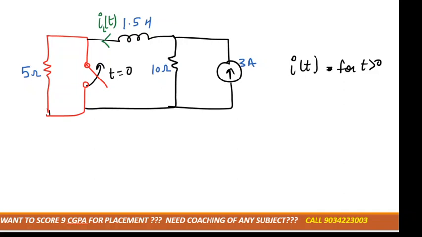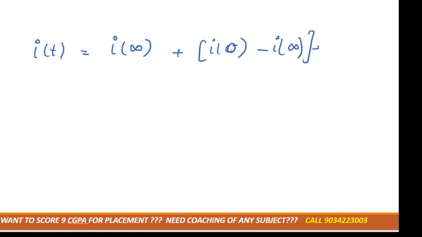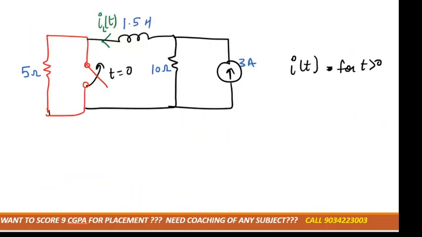See, in this question again we need to calculate I of t. Again we have to follow that same equation, that is I of t would be equal to I of infinity plus I of 0 minus I of infinity e raised to power minus t by tau, right? Again remember I told you for step 1 at t equal to 0 minus, then step 2 and then step 3. You have to follow simply these steps.